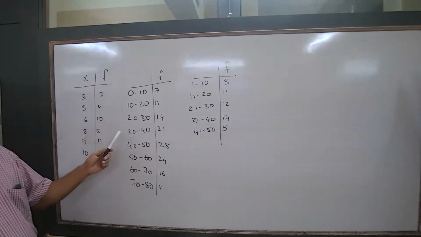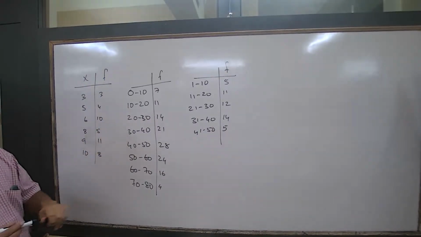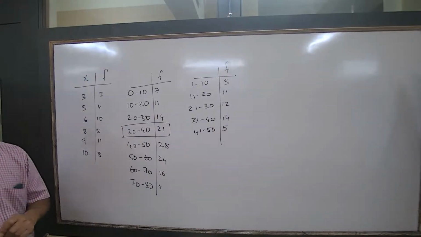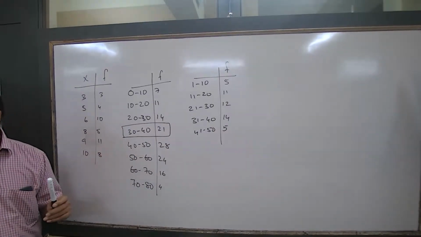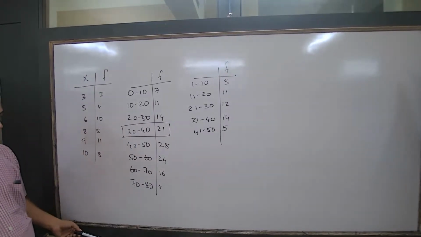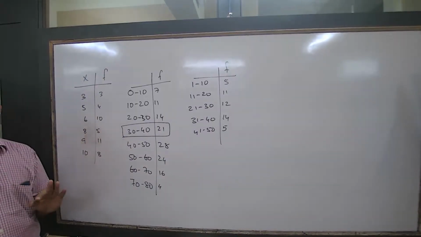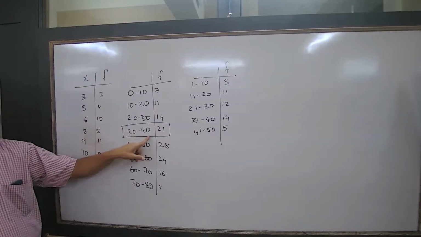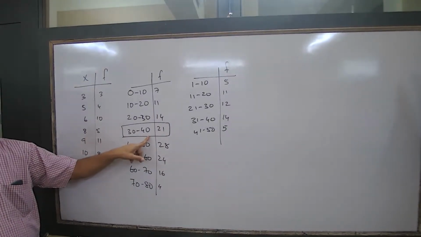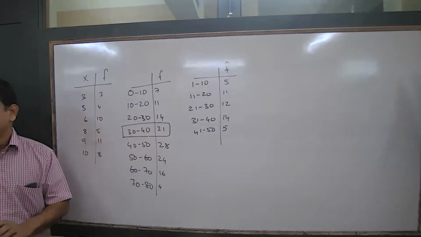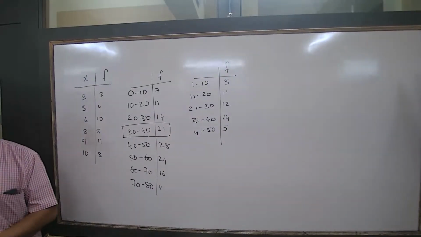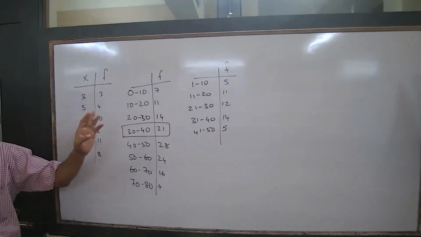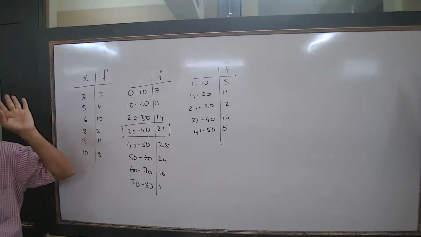Okay. Consider this class interval. What is the class interval? 30 to 40. Frequency is 21. Let's analyze certain things. What are the class limits? Class limits means 30 and 40. 30 is called the lower class limit or lower limit. 40 is called the upper limit. What is the lower limit? 30. And the upper limit is 40.